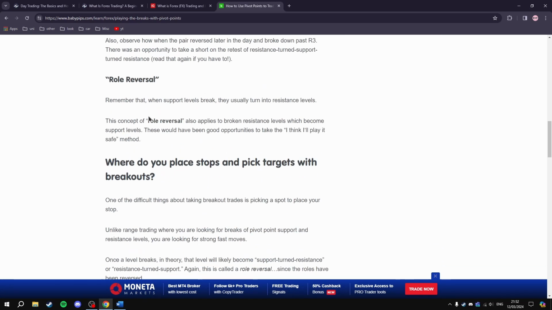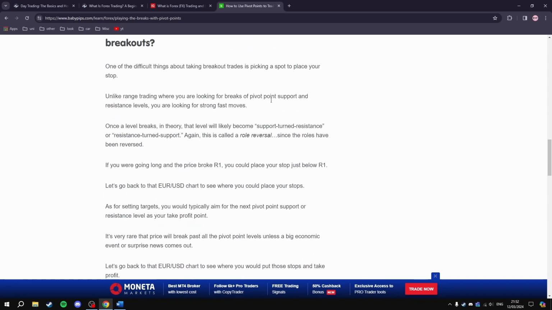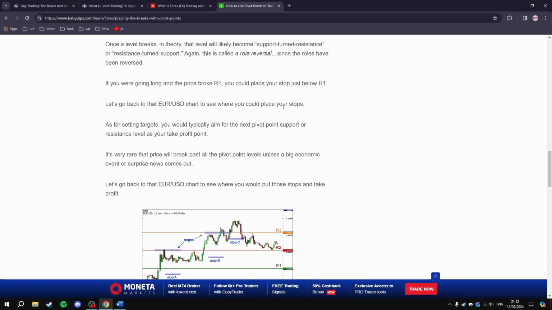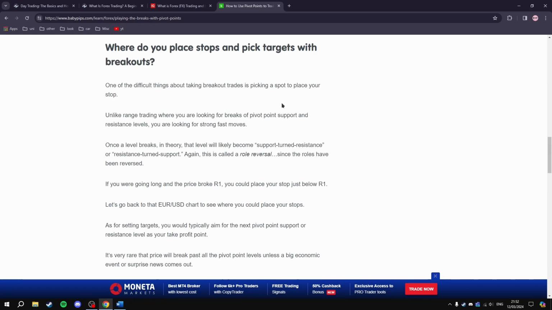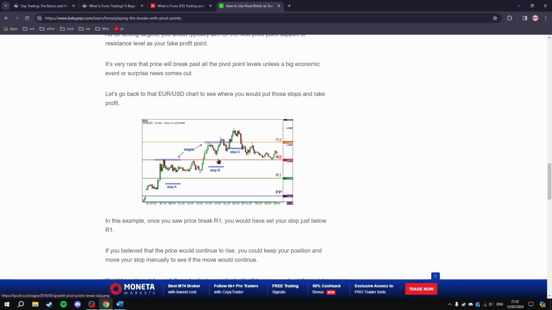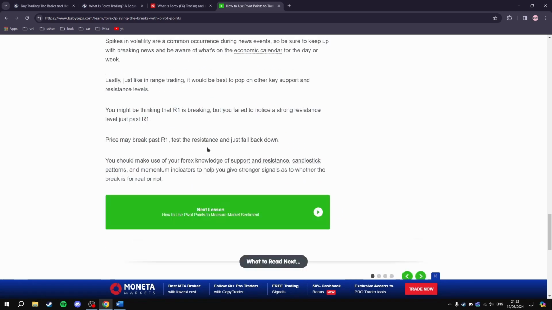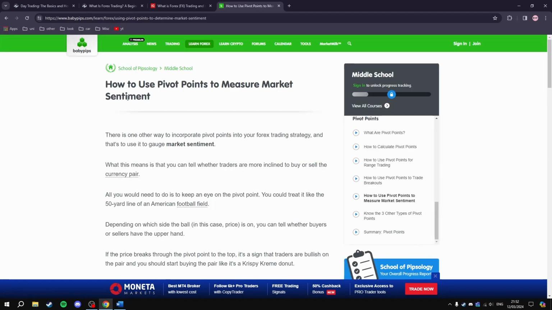The role reversal, so when support levels do break, they usually turn into resistance levels. Placing stops and take profit targets. And now we're currently doing how to use pivot points to measure market sentiment. So let's get started.